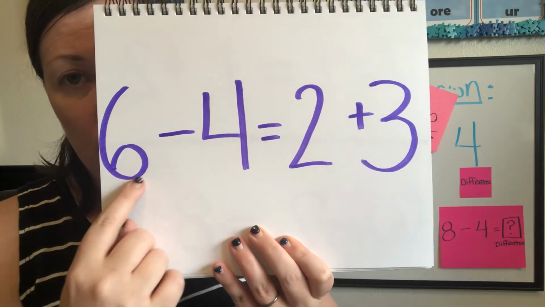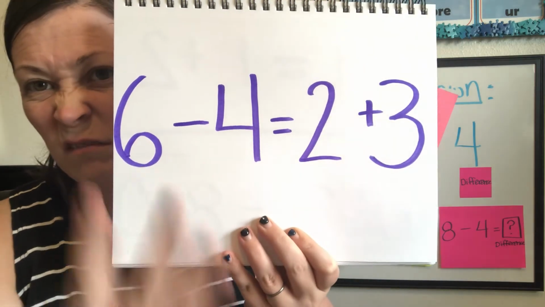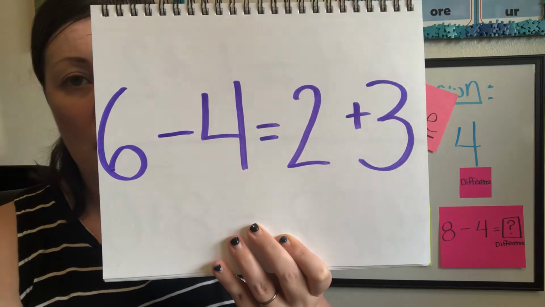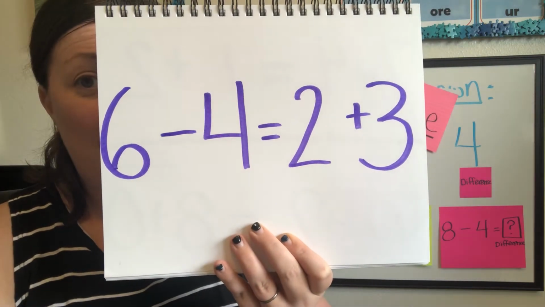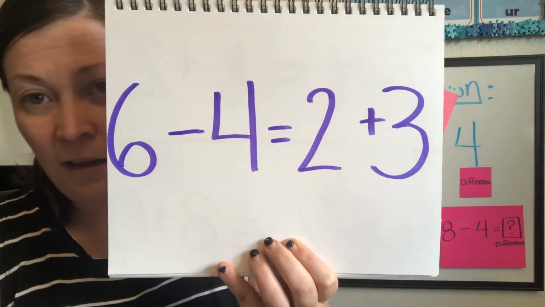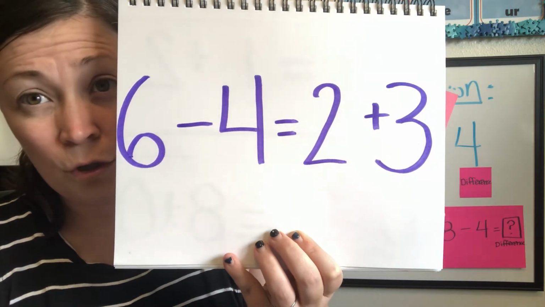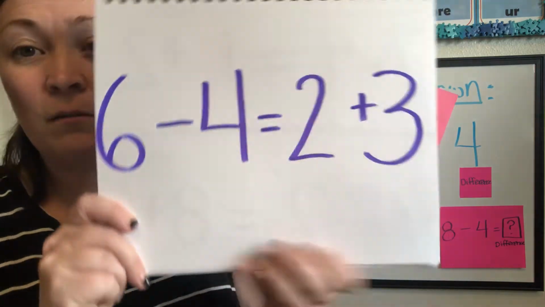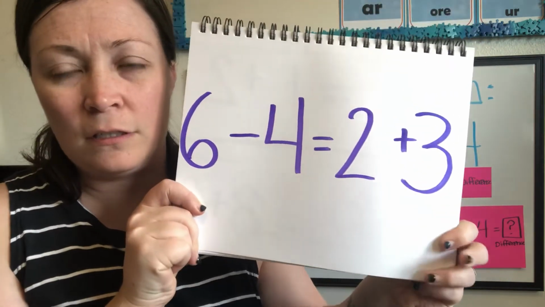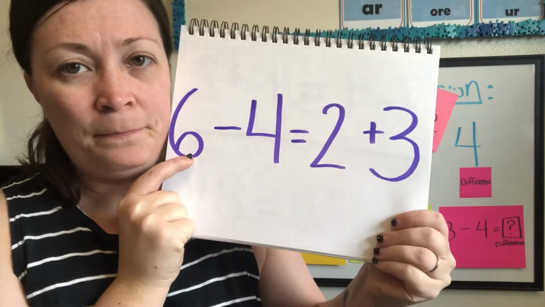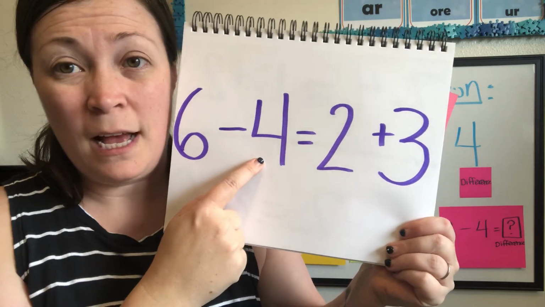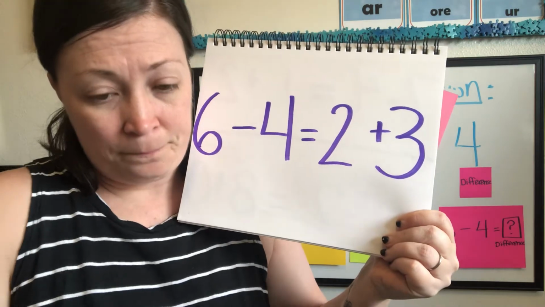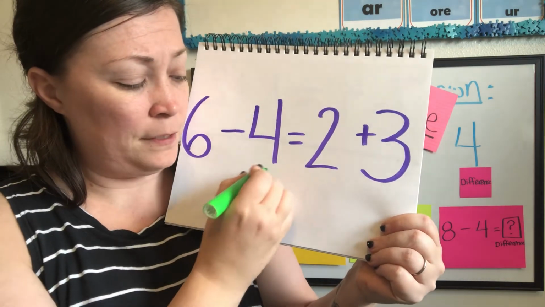So first we have to solve this side. Use your fingers. That's what fingies are for. Start at 6, take away 4. What do you think? Is this true or is it false? Aha, you're right. It's false. So if I have 6 and I take away 4, I'm only going to have 2 left. So let's look at that. I'm only going to have 2 left.